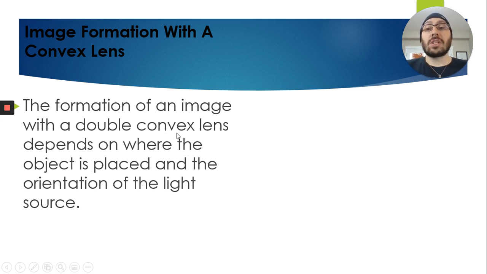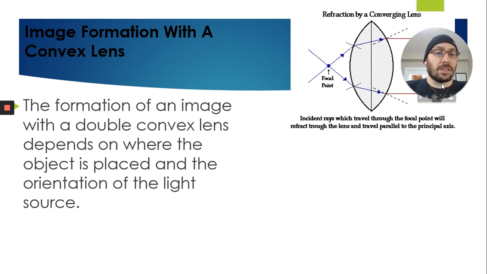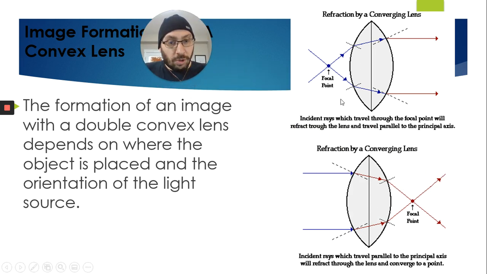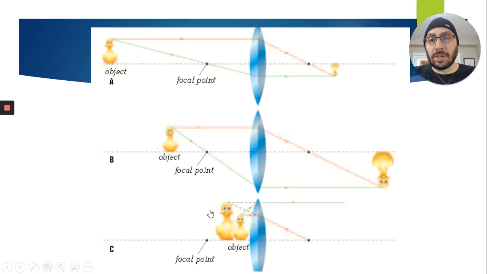So, image formation with a convex lens. The formation of an image with a double convex lens depends on where the object is placed and the orientation of the light source. Here's a pretty picture, and here's another pretty picture showing the focal point and how the light converges. Again, very similar: the light rays can bounce straight out, or you can have them move to a focal point. Not super important. And right here is a link to a video.